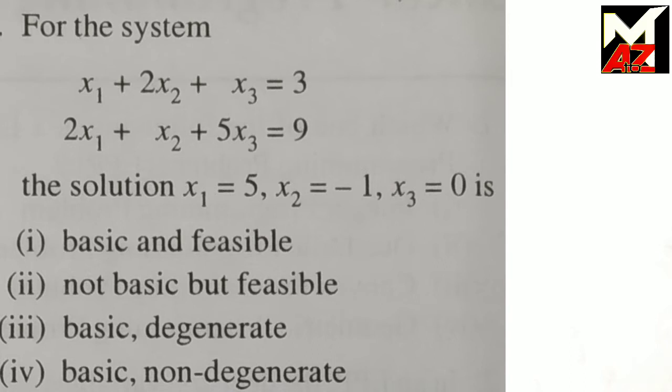The next question is, for the system x1 plus 2x2 plus x3 equal to 3, 2x1 plus x2 plus 5x3 equal to 9, the solution x1 equal to 5, x2 equal to minus 1, x3 equal to 0 is: option 1, basic and feasible; option 2, not basic but feasible; option 3, basic degenerate; and the last option, basic non-degenerate.